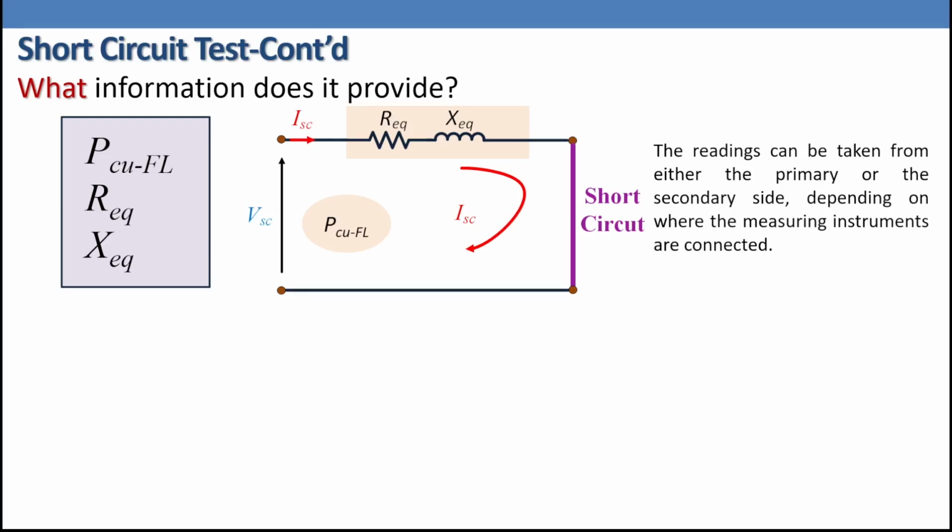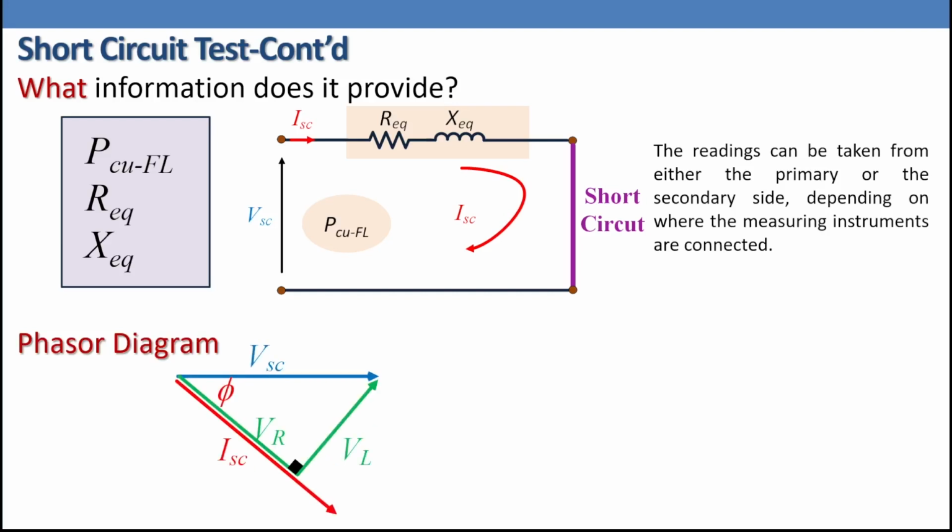Before we move on to the test procedure, let's first study the phasor diagram of the transformer under the short circuit test conditions. This will help us understand why the test is performed in a particular way and how the measured quantities are related to the transformer's series parameters. As we can see here, we have a supply voltage V short circuit and I short circuit. The current lags the voltage V by angle phi. Why does the current lag the voltage? Because the transformer itself is an inductive circuit, R equivalent plus jX equivalent.